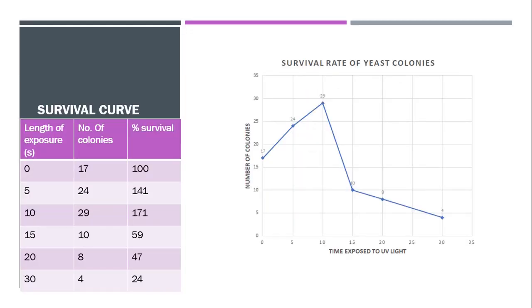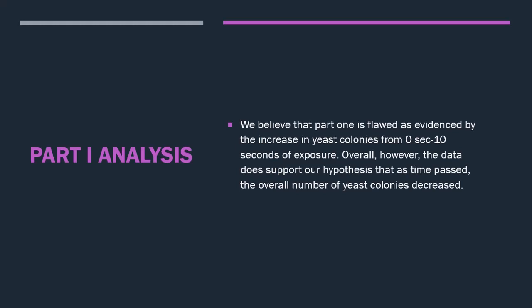So we performed our experiment, and as you can see, there might be an error in our data due to the fact that from 0 seconds of exposure to 10 seconds of exposure, the number of colonies has increased. However, ultimately, from 15 to 30 seconds, the number didn't decrease, so that could have been an error in how we labeled our plates, or there could have also been an error in how we did our dilution. As I said, we believe that our first part is flawed. However, overall, the data does support our hypothesis.